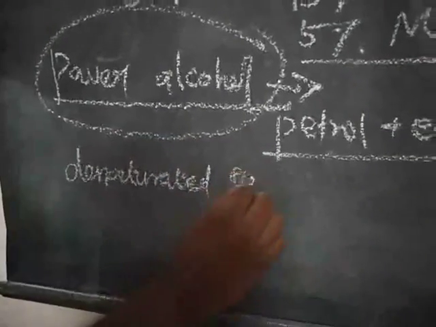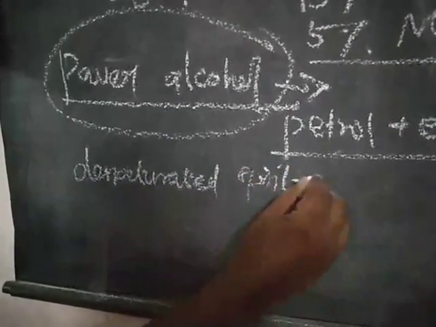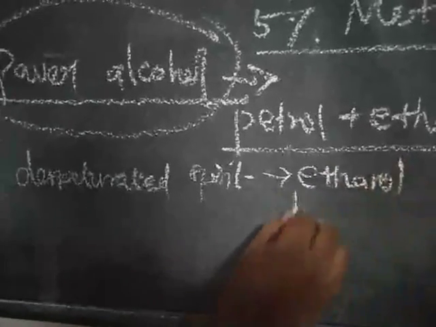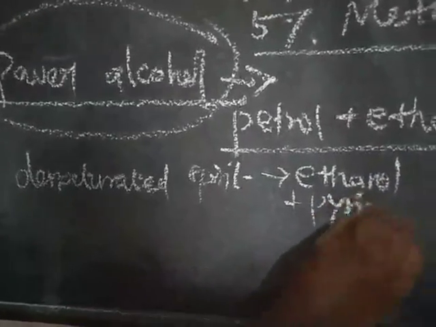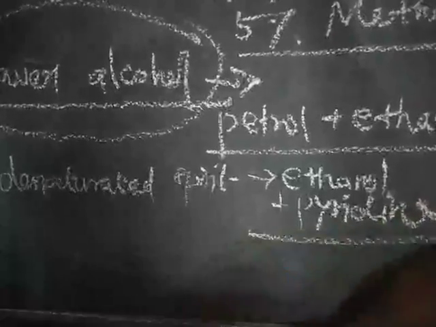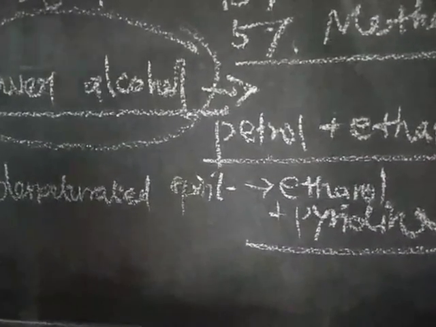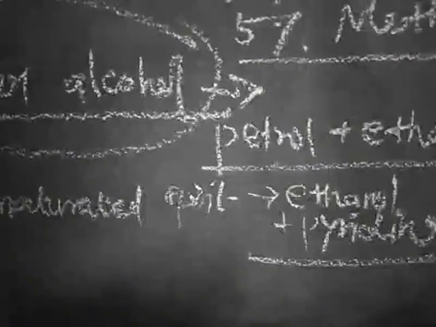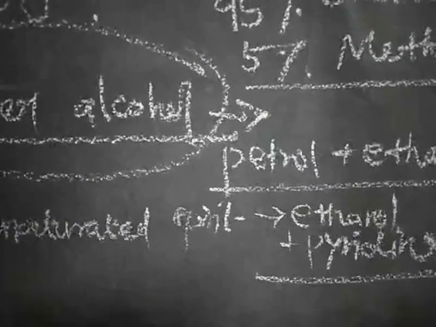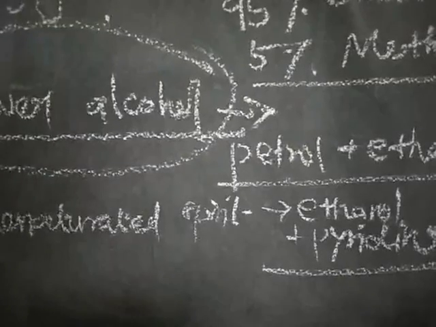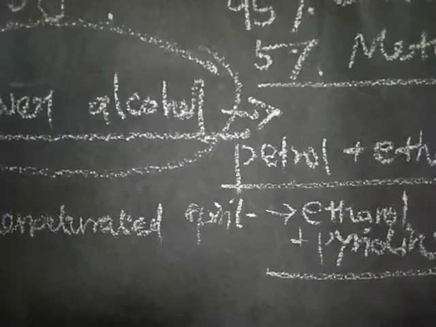Next, denatured spirit. Denatured spirit means ethanol mixed with pyridine. That mixture is called denatured spirit. Last one, it is used in food industries also. So these are all the uses of ethanol.